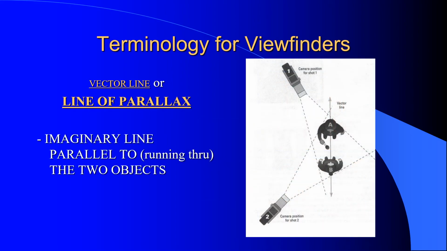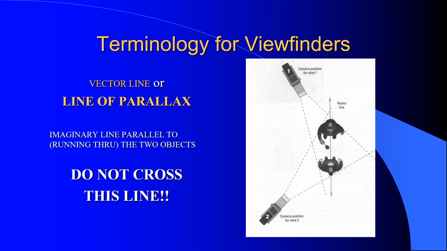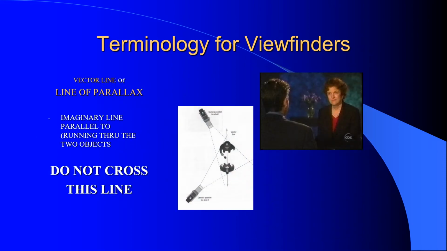This line of parallax is an imaginary line that runs through the 2 subjects. The camera needs to stay on one side of that line if the camera is being moved. Okay, you don't want to cross that line, because if you do, you get an odd image.